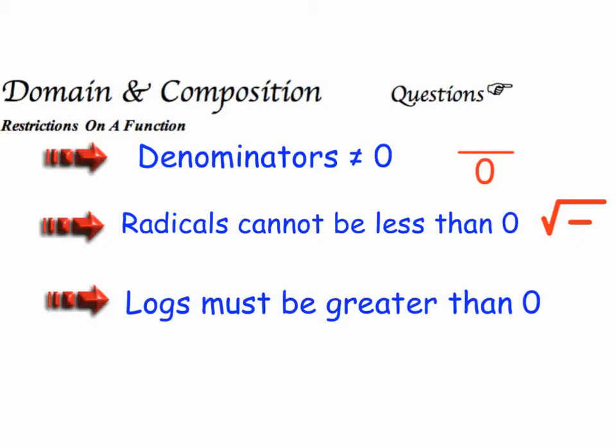The denominators cannot equal 0. The radicals cannot be less than 0. So you can't take the square root of a negative number. And logs must be greater than 0.